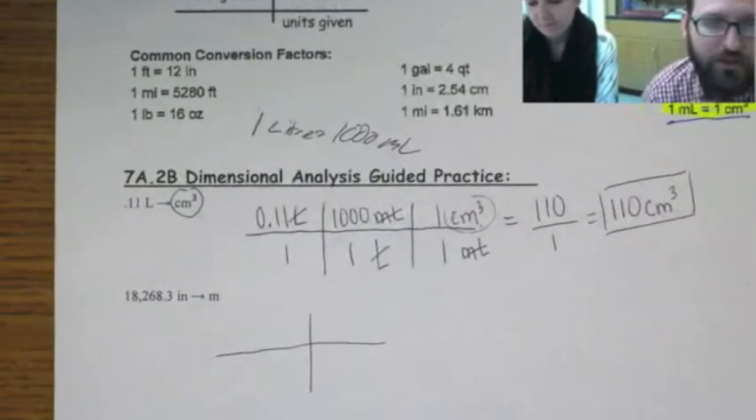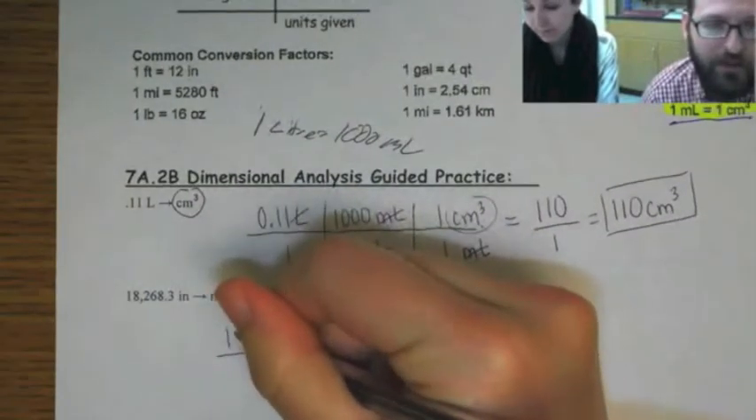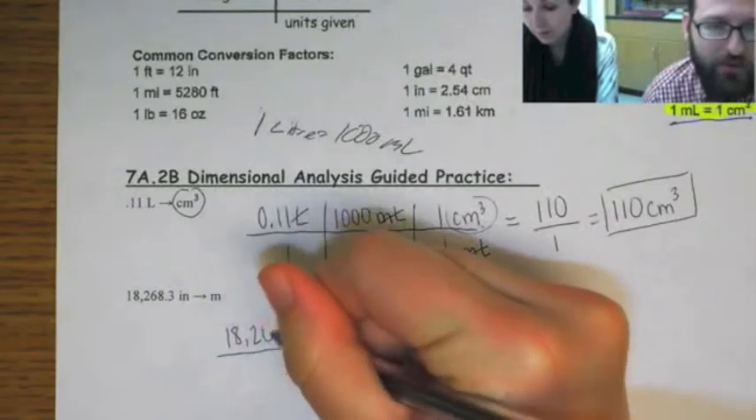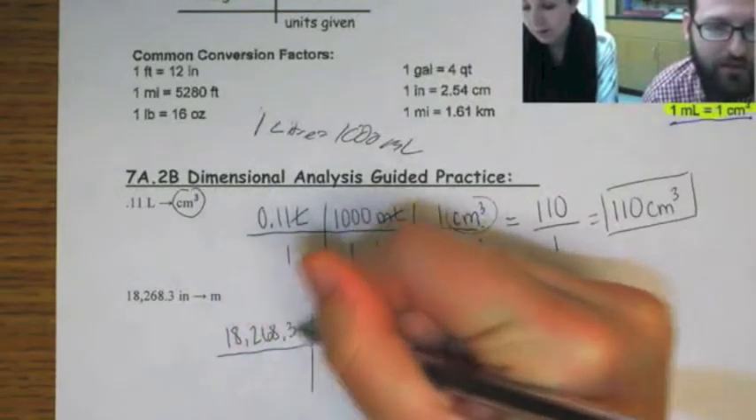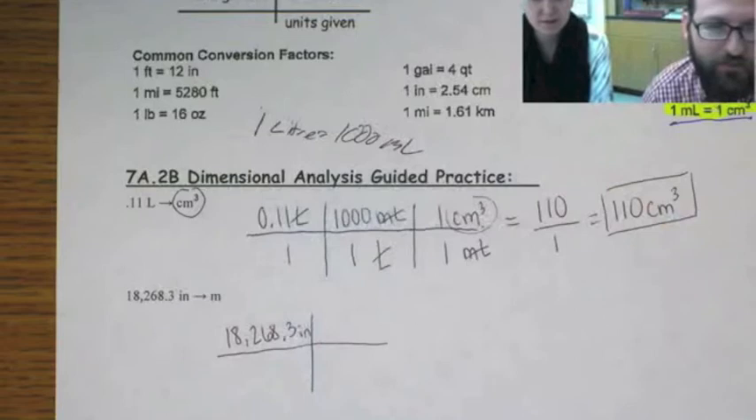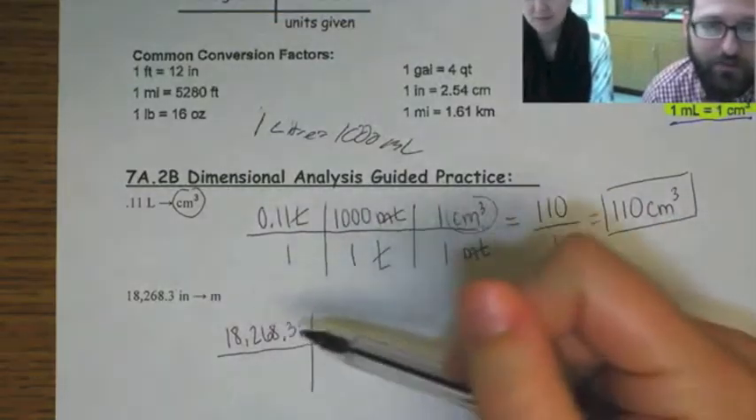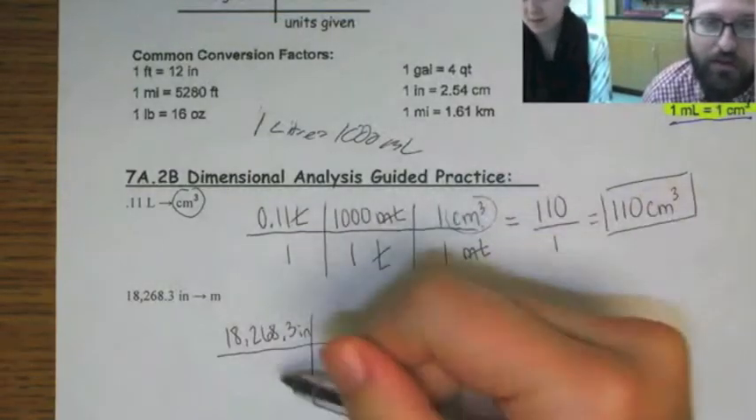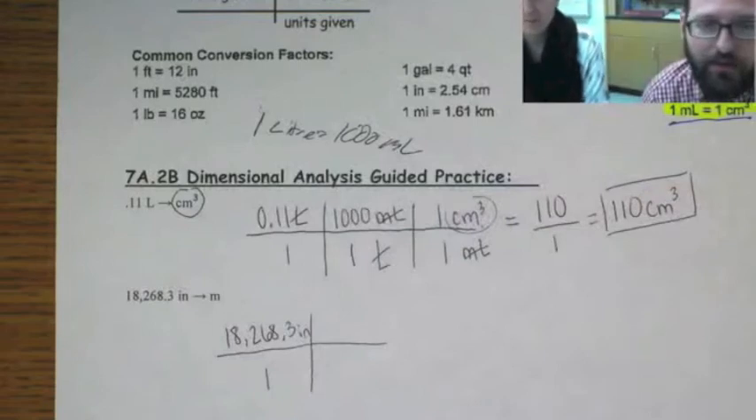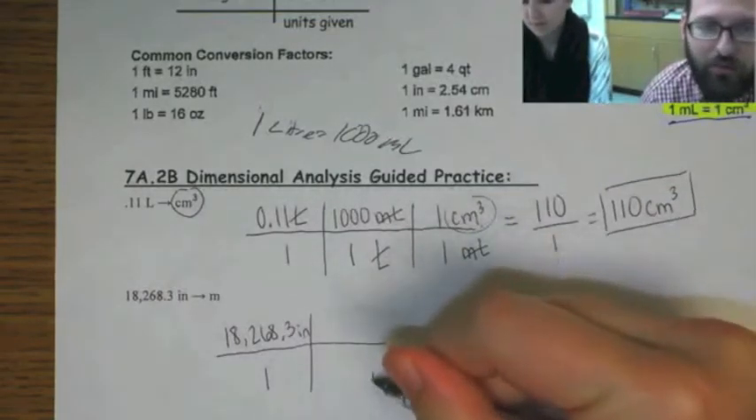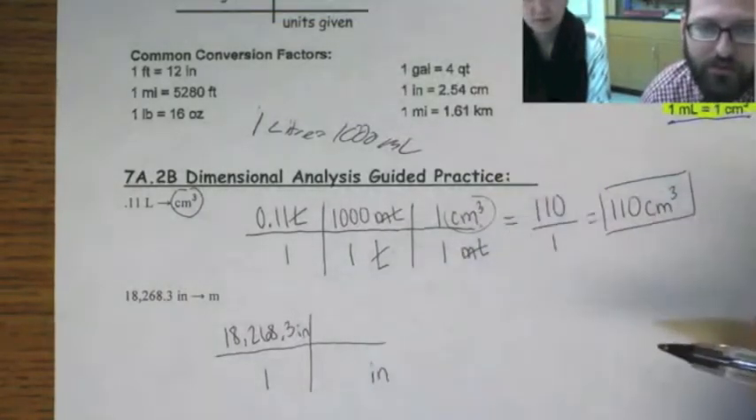So we're going to start by putting our given up there, 18,268.3 inches. Don't forget your units up there. You'll get lost if you don't put your units in. And then underneath that, we're going to put something in inches also. So we're looking to get to meters.